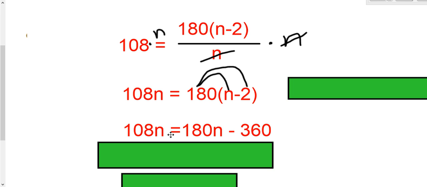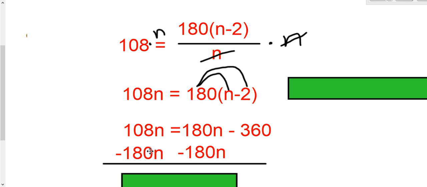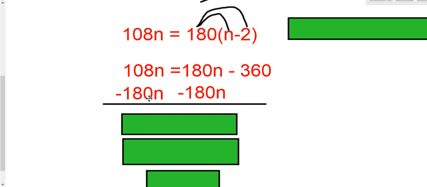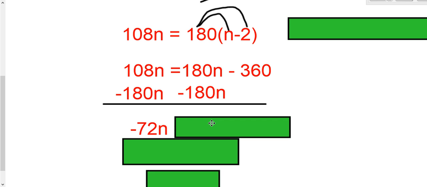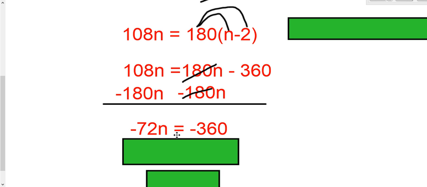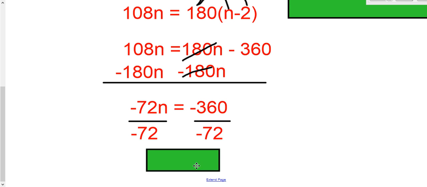Now we'll go ahead and solve for n. We've got n's on both sides, so I'm going to subtract these 180 n's over here and just get this number by itself and have the n's on the left side. So 108 minus 180 is negative 72. Over here, my 180 minus 180 cancels out, and that leaves us with a negative 360. And now we're finishing solving for n by dividing by this number. We're going to divide by negative 72. And we end up getting n equals 5.